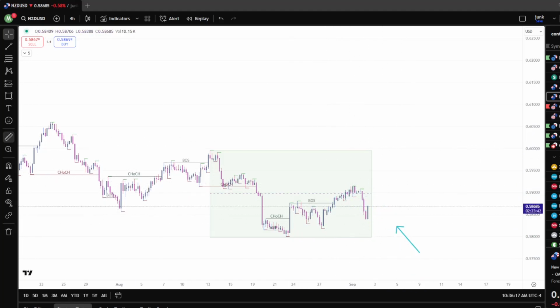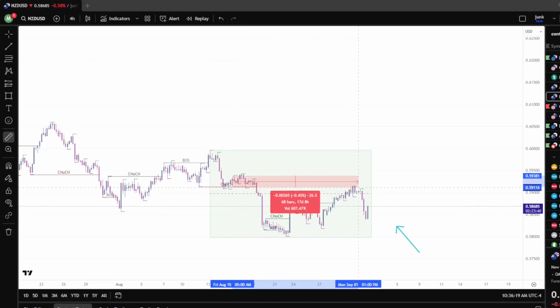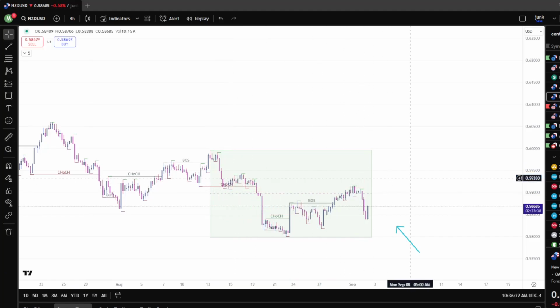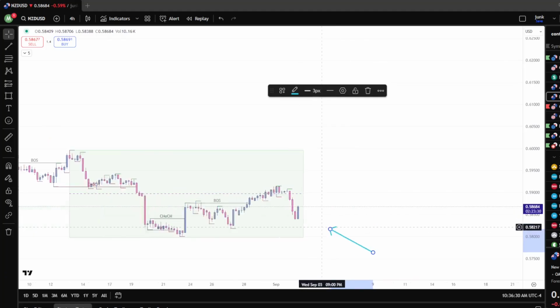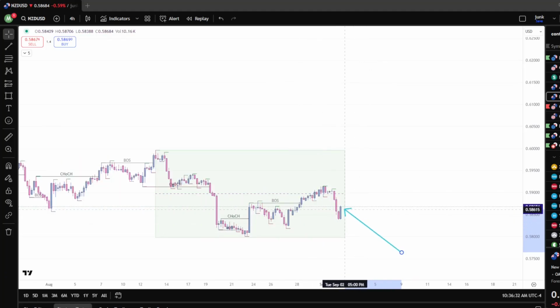I think it reacted from this area of supply that was in premium. So this was a good opportunity to sell once this fractal structure broke down. And I believe if price continues and doesn't take out this high, it will form a new lower high from this internal high. I'll be looking to take any type of selling opportunity, hopefully targeting the lows of this demand area.